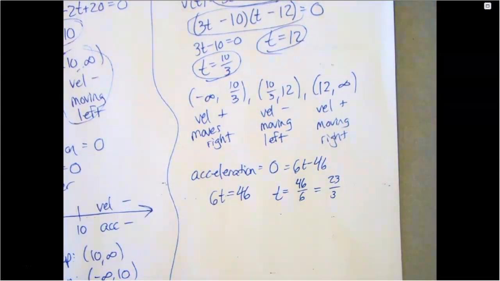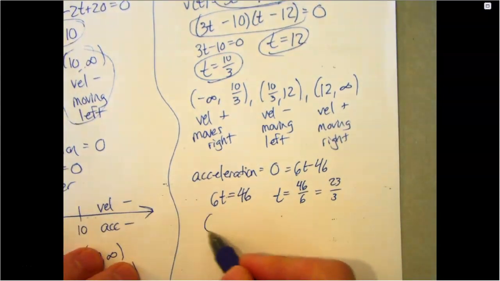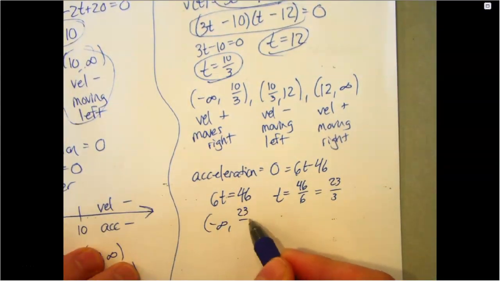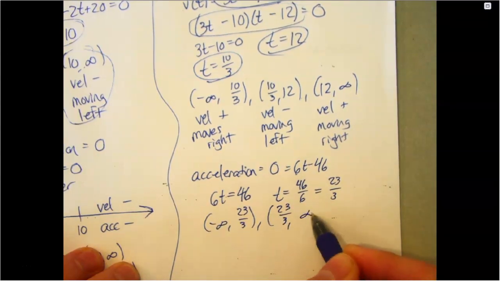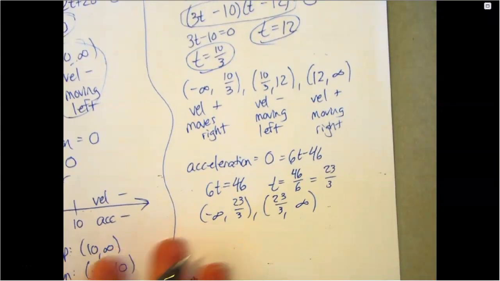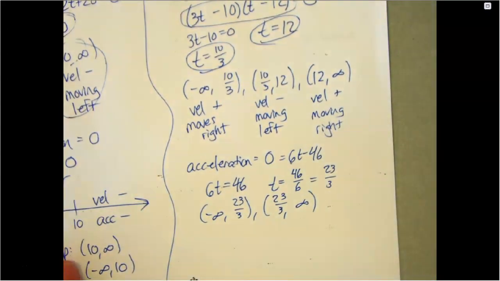So negative infinity to 23 thirds, and 23 thirds to infinity. Again, you don't have to work with those numbers, you just have to pick around them.